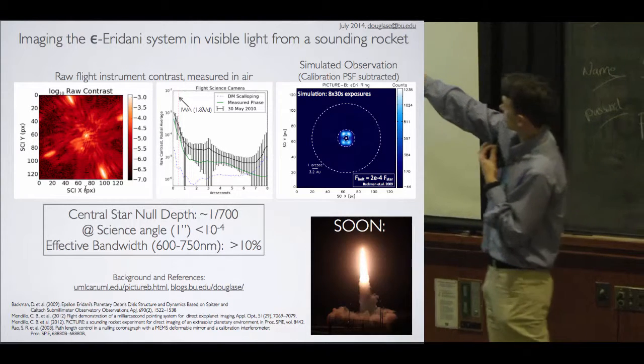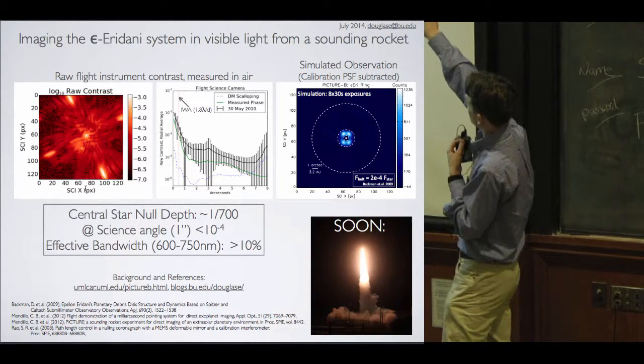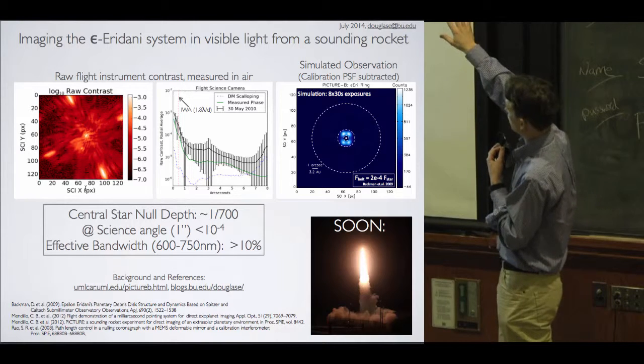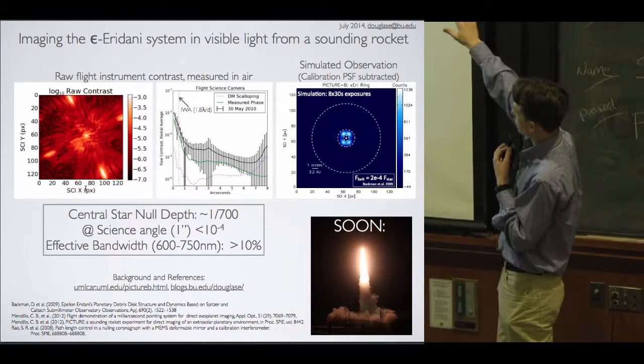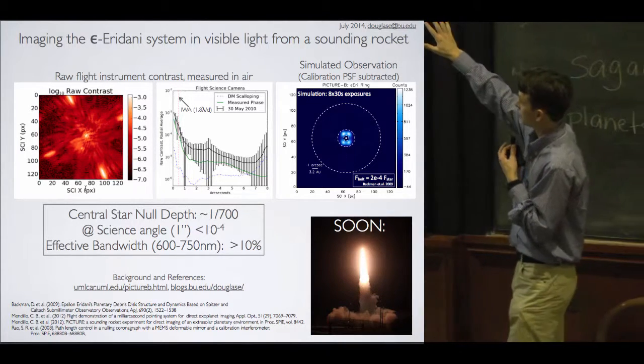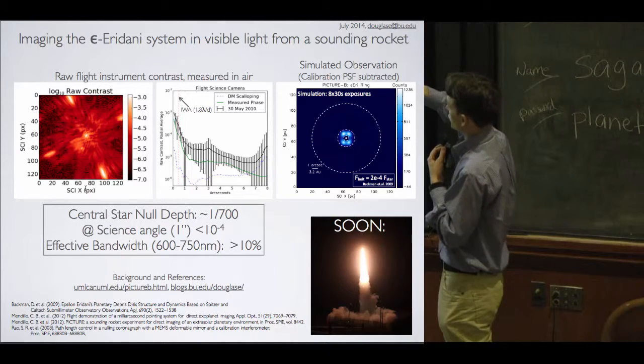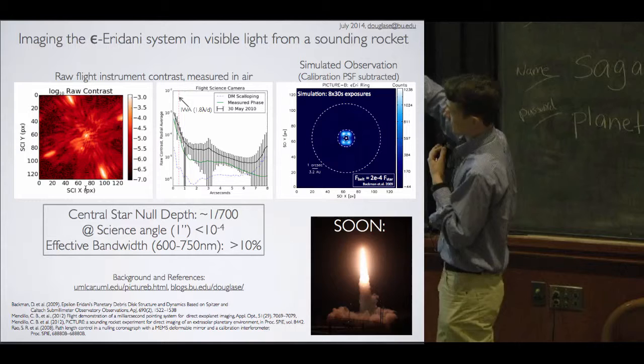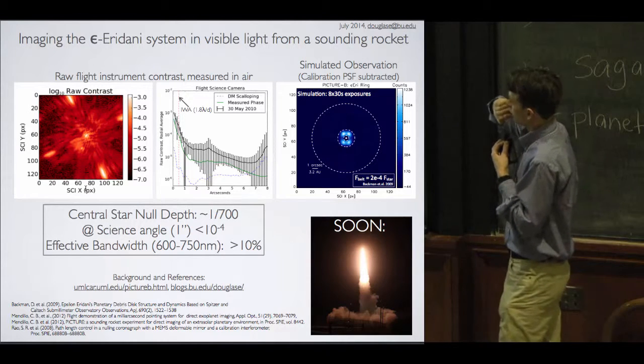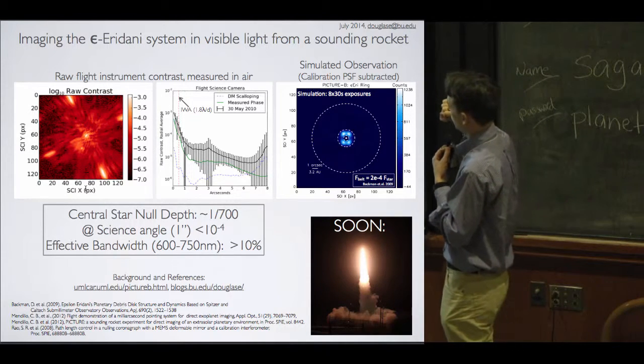But even with that contrast and adding dark noise and photon noise, since we'll be taking a calibration PSF on Rigel during flight, we can subtract those speckles off, and we should still see very bright scattered light exozodi. So we plan to launch this winter.